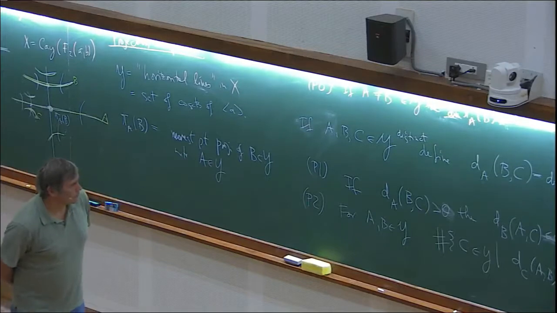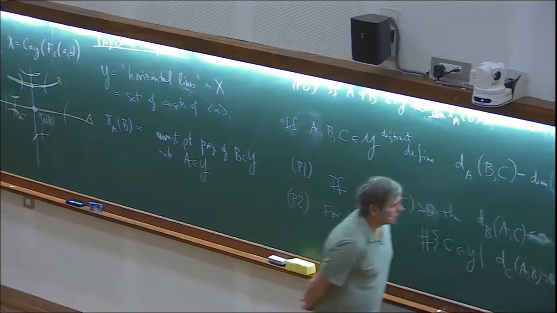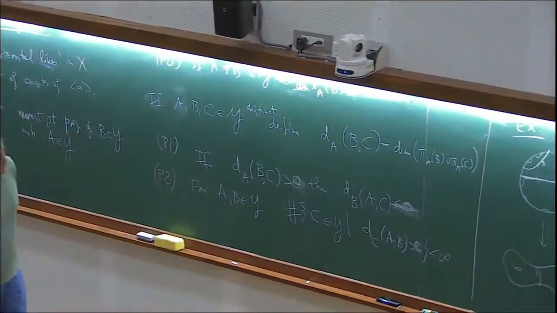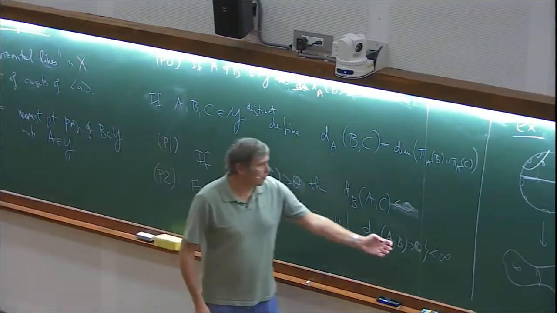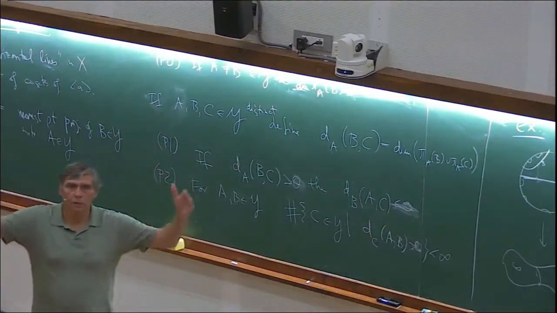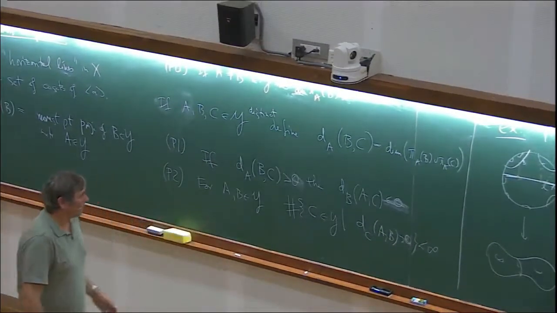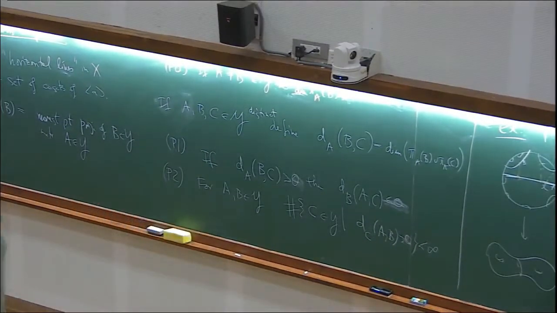And then the third one, you also have to put theta here. So if you pick two lines and you have this sufficiently large number, you're looking at all other lines so that the projection distance to the third line is big, then that means that there are only finitely many such lines.